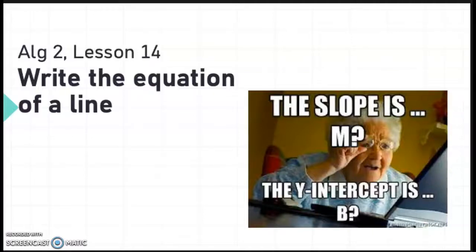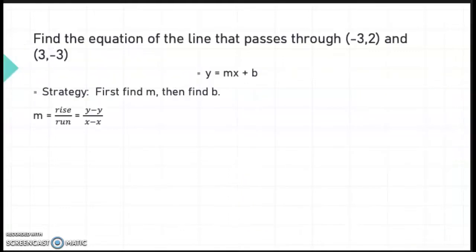Welcome Algebra 2 class. This is lesson 14 where we learn to write the equation of a line. You've been writing the equation of a line that is drawn for you, but now you're going to write the equation of a line where you're just given 2 points and you don't even have to draw it in order to write the equation of the line.